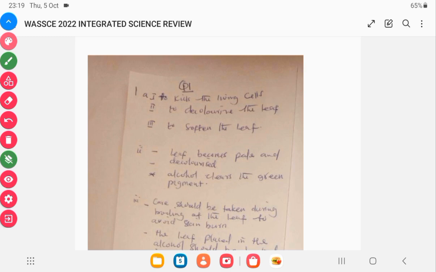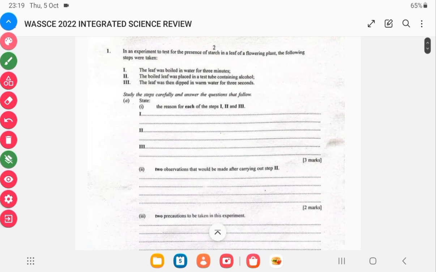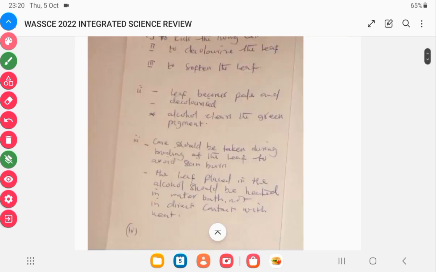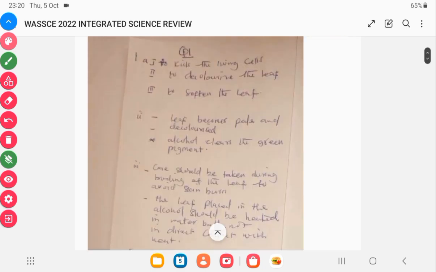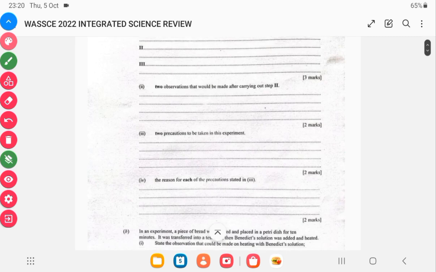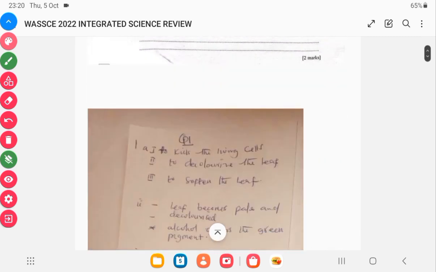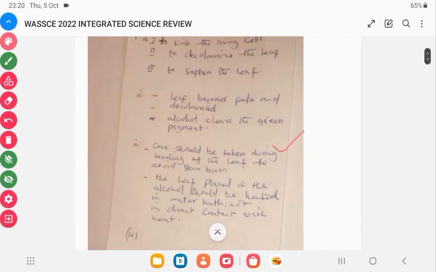So let's go and look at the other questions. State two observations that will be made after carrying out step 2. The leaf becomes pale and decolorized, and also the alcohol clears the green pigment, which is the chlorophyll. And two precautions that should be taken when performing the experiment. Care should be taken during the boiling of the leaf, and also the leaf placed in the alcohol should be heated in a water bath, not by directly heating the alcohol.